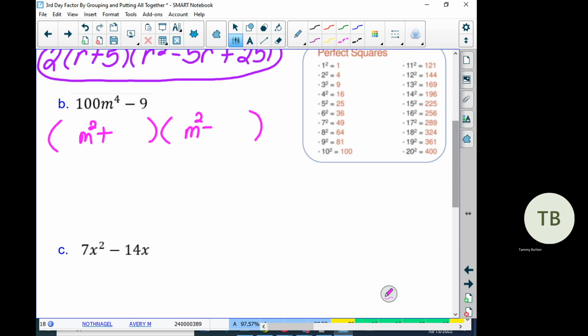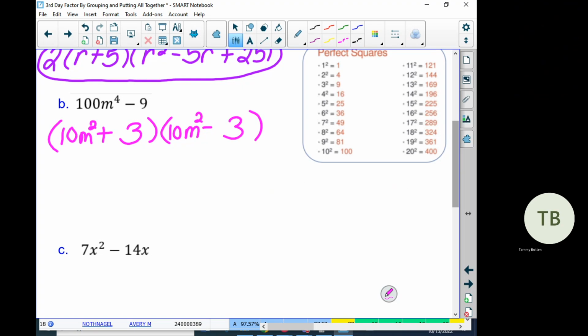With the 100, deciding what to put here and here, we take the square root of 100. You guys know what the square root of 100 is? 10. So 10 and 10. Another way you could look at it is 10 squared is 100. So if it's 100, you put 10 on both sides. Then for 9, the square root of 9 is 3. So you put 3 and 3.